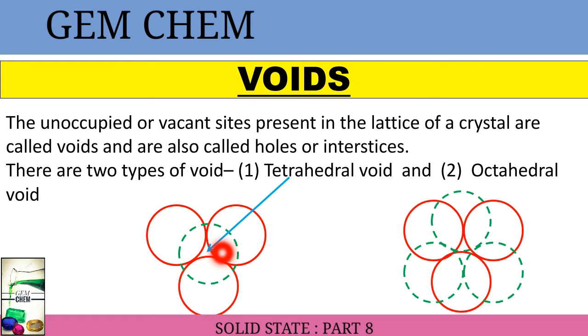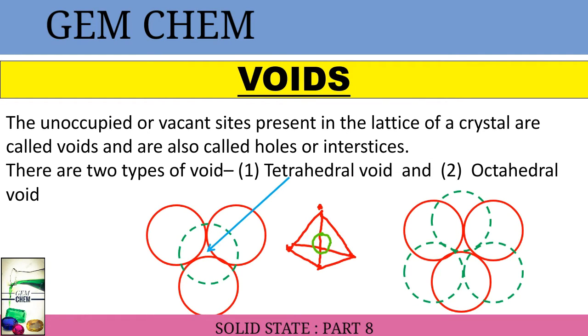If we consider the tetrahedral void, in a tetrahedron we place three spheres at the bottom and one above. So if we consider this sphere to be in the above portion and these red spheres to be in the down portion, there is a creation of a hole or a void, which is known as a tetrahedral void. If we join these points, there is a hole created in between, and this is a tetrahedral hole.